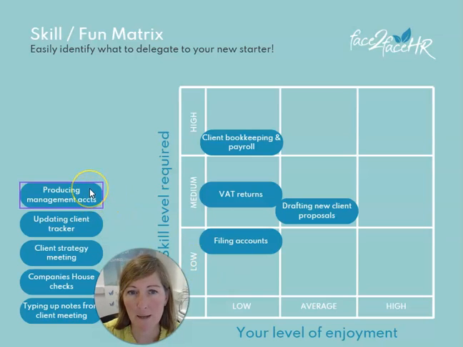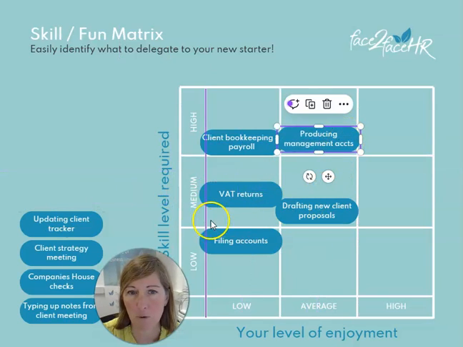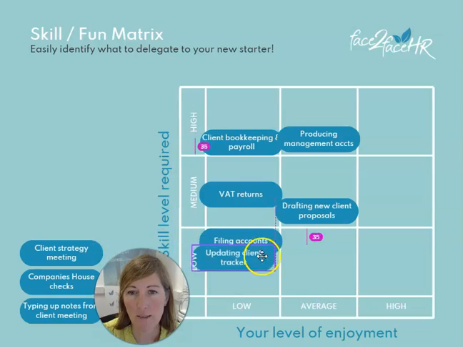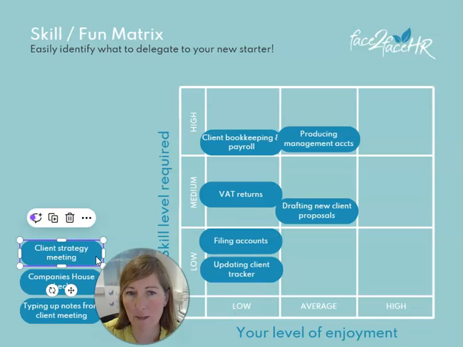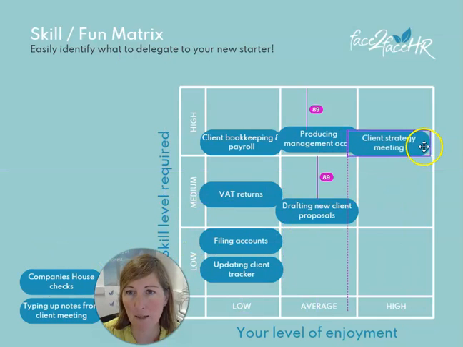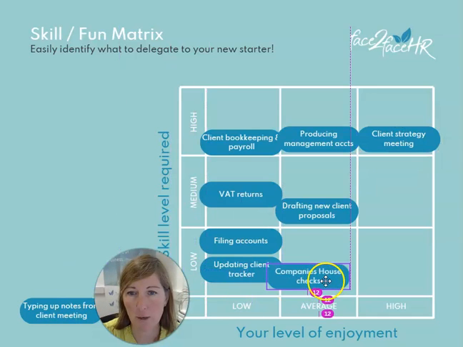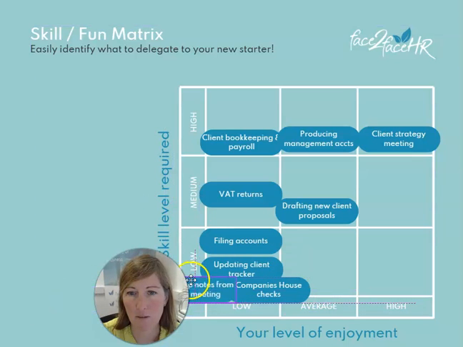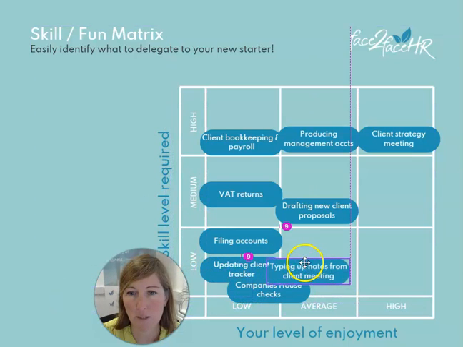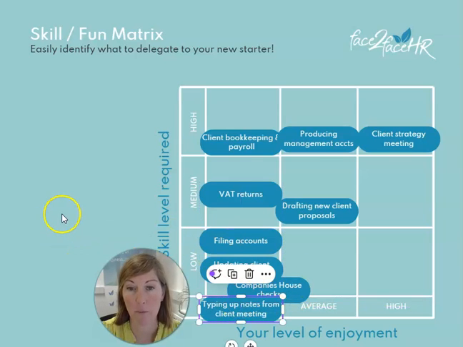Producing management accounts, that's probably quite high skill. Maybe the business owner enjoys that a little bit more. Updating these, so you get the picture. We're just going to move these things to the area where we think it fits. The client strategy meeting, I'm going to pop that over there. Companies House check's quite an administrative process. Typing up notes from meetings, really quite an administrative process. So we've ended up with quite a few down in this kind of low skill, low enjoyment box.